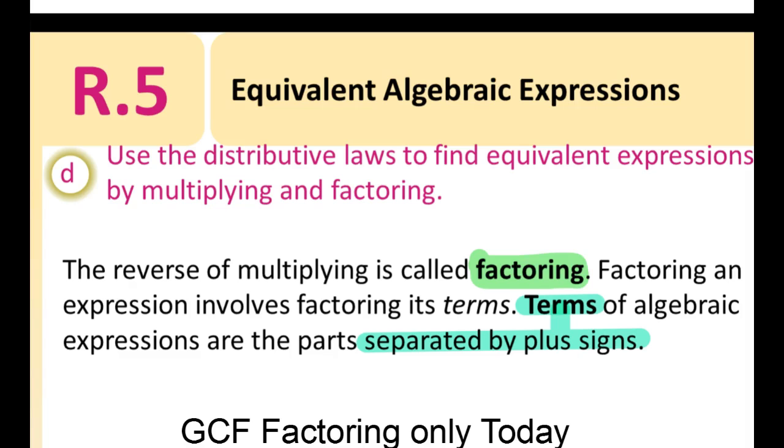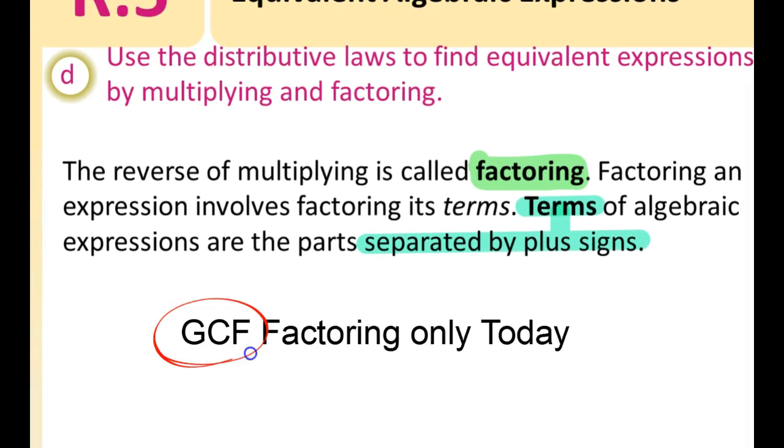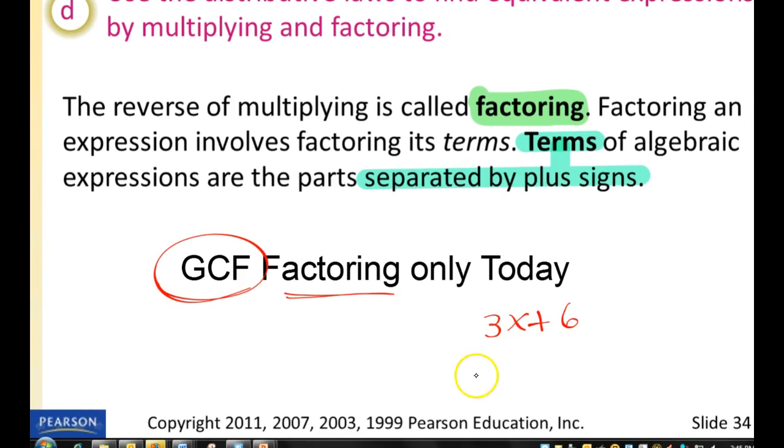We're going to look a little bit today to end this video at the greatest common factor for factoring only. So if I have something like 3x plus 6, the greatest common factor there is 3. So I'm going to ask you to divide each term by 3. And what's left is x plus 2. So that's called greatest common factor.